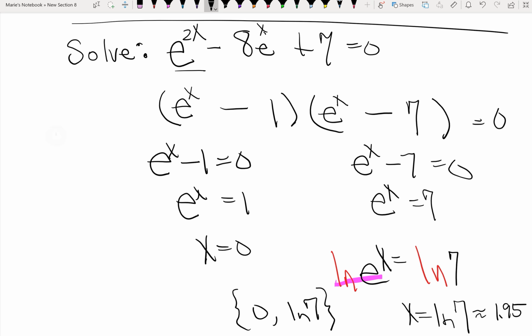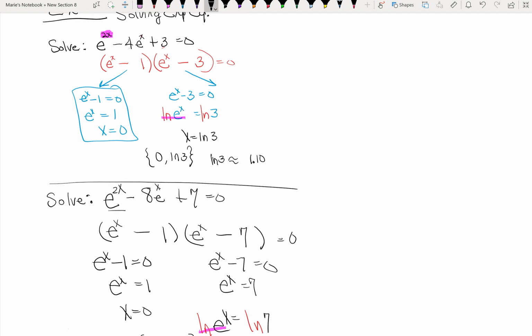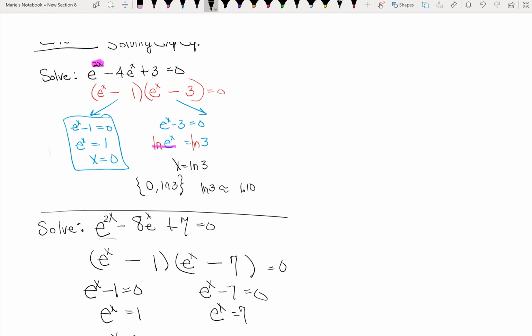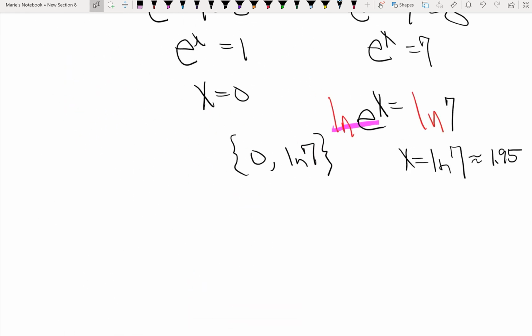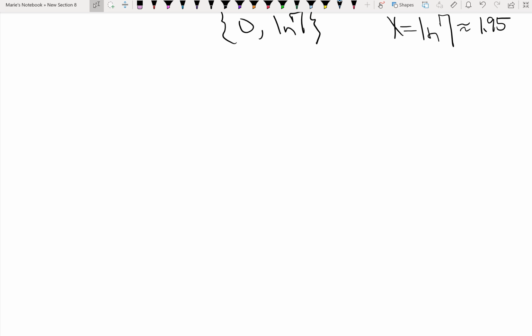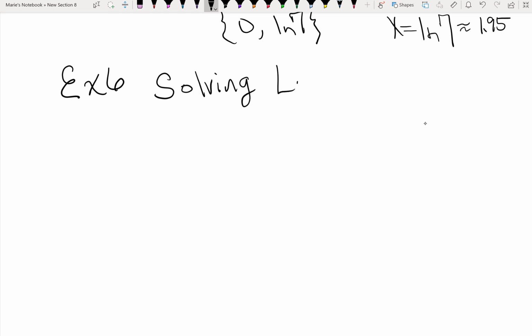So now, what did we finish? Example 5? I think we could finish example 6 on this. In example 6, now we're solving logarithmic equations. So I'm just going to put log equations.